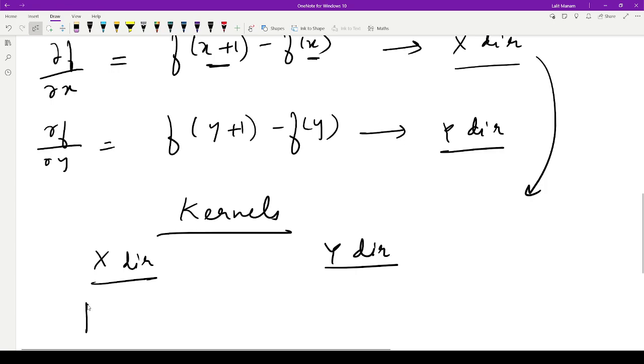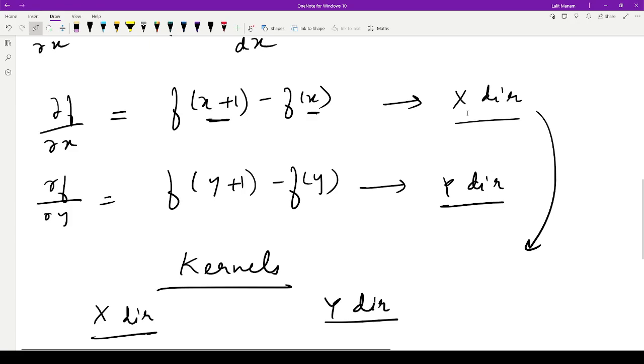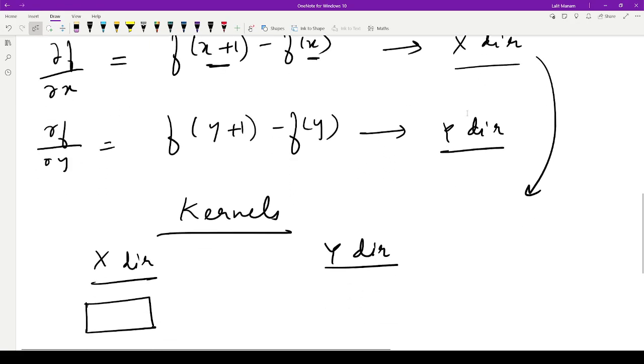So what is the kernel size, first of all? 2 cross 2. Okay, we are considering both, right? Yeah, so it is just for the x direction. So what will you do? It should be 1 plus 2.